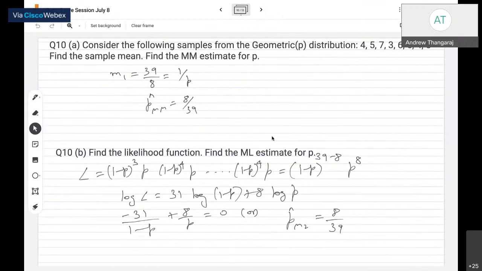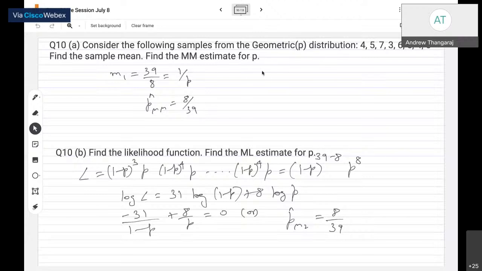So the first thing is very trivial. 39 by 8 is 1 by p. Geometric distribution mean is 1 by p. So p becomes 8 by 39.